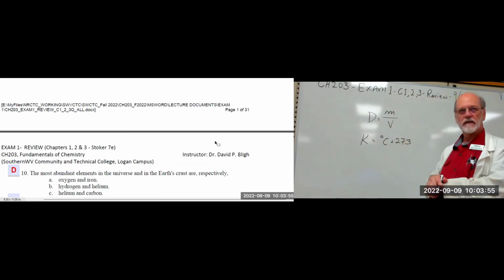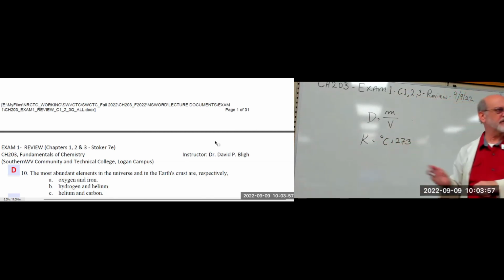Are we going to have to know the formulas for like density and stuff? Yeah. Remember density? Mass per unit volume. And then we have to know Kelvin. Kelvin equals degrees C plus 273. Three significant figures is good enough.